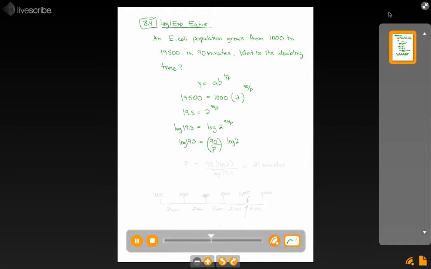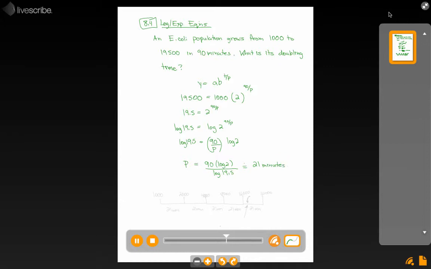Now, essentially this becomes kind of a cross multiply and divide situation. Multiply the p up to the left side, divide by the log of 19.5, and you have 90 times log of 2 divided by log of 19.5, which is going to give us the period it takes to double. So 90 times log of 2 divided by log 19.5 gives me about 21, very close to 21.0015, so approximately 21, and the units here were minutes.